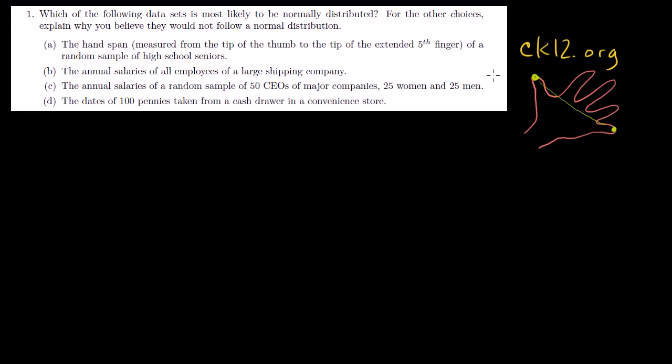And they're saying, if I were to measure it on a random sample of high school seniors, what would it look like? Well, this is a combination of genetics and environmental factors, maybe how much milk you drank or how much you hung from your pinky from a bar while you were growing up. So I would think that it is a sum of a huge number of random processes. So I would guess that it is roughly normally distributed.